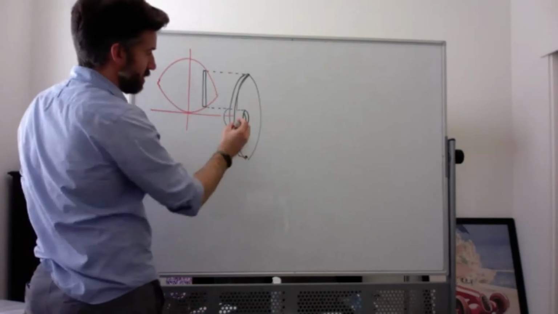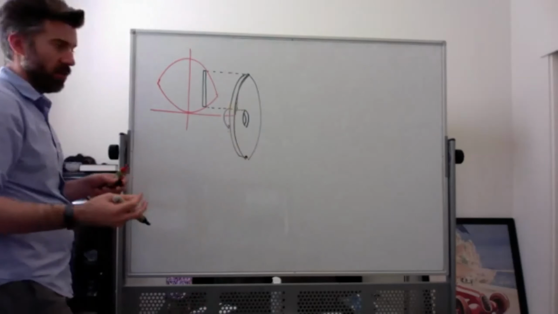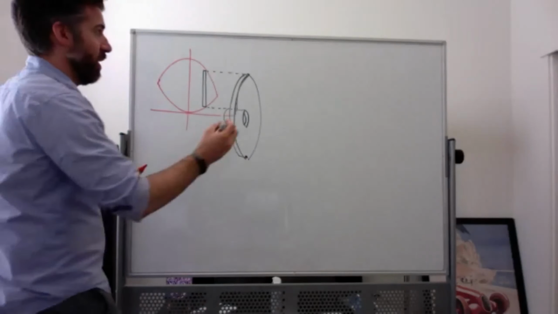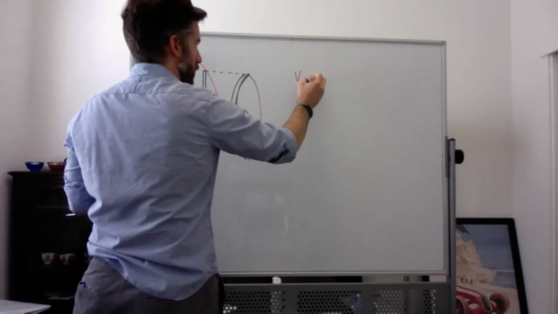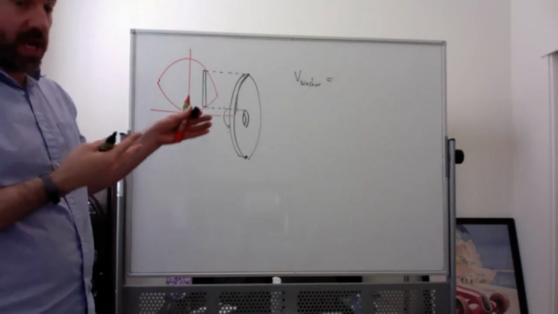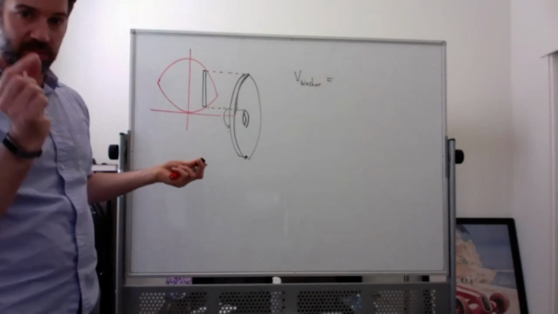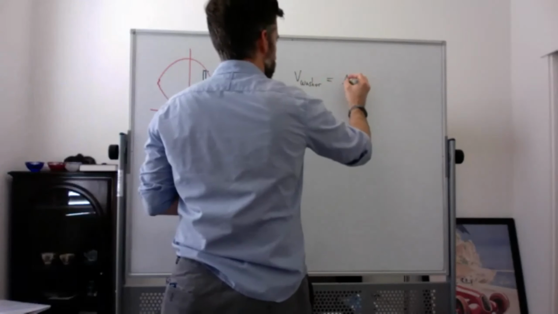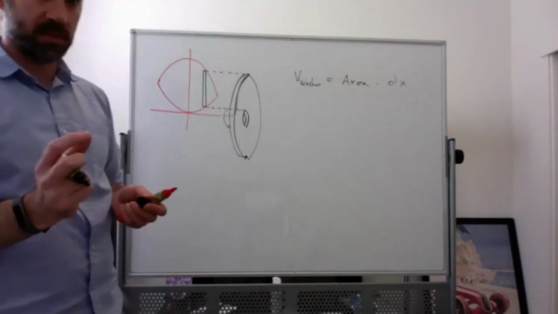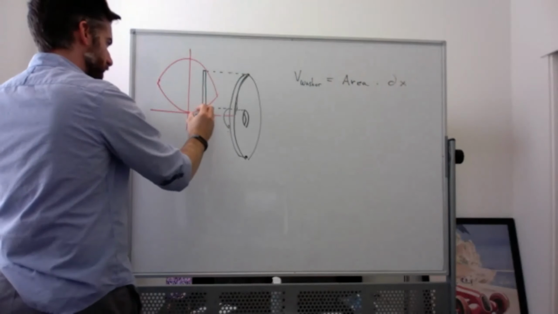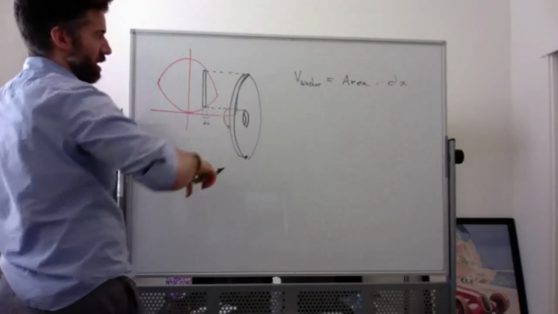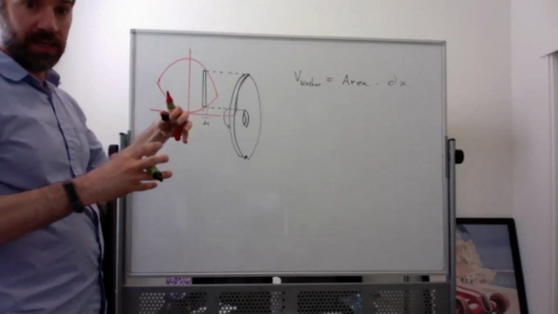So we have a disc, a washer, where you've got this circle, but you've got the inner circle taken out of it. And we're trying to find the volume of this washer. Well, that's not too hard. It's the area of that shape times the thickness, which is just dx, some small change in x.